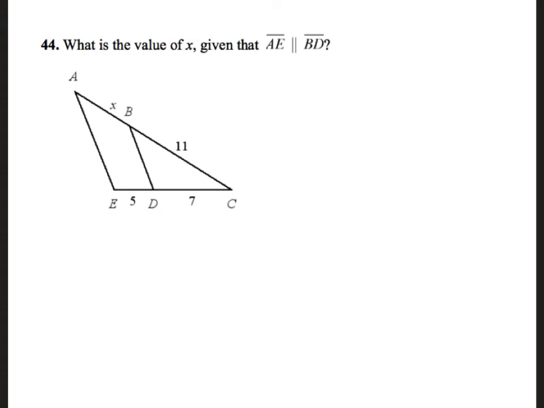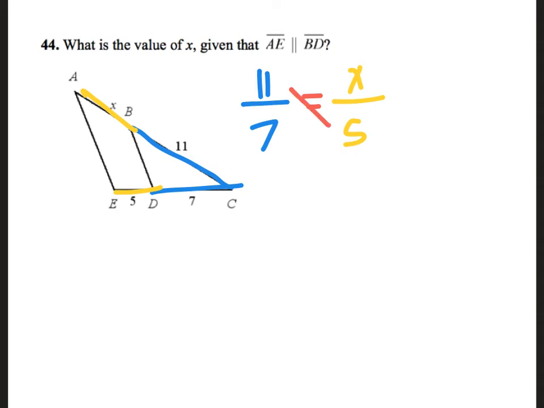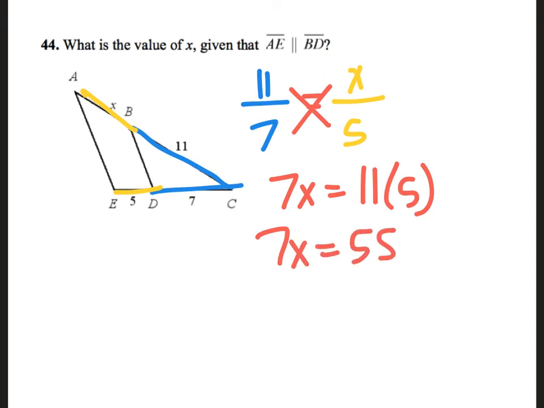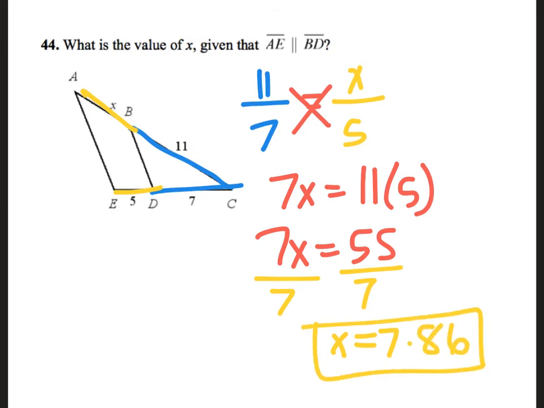My next one was the value of x, given that AE is parallel to BD. Again, this is like our first one we did. So we're going to do 11 over 7 equals x over 5. Again, we're going to cross multiply, so we have 7x equals 11 times 5. So we have 7x equals 55. My last step is going to be to divide by 7. And when I do that, I get x equals 7 point, we'll call it 86. And that shall be my final answer.